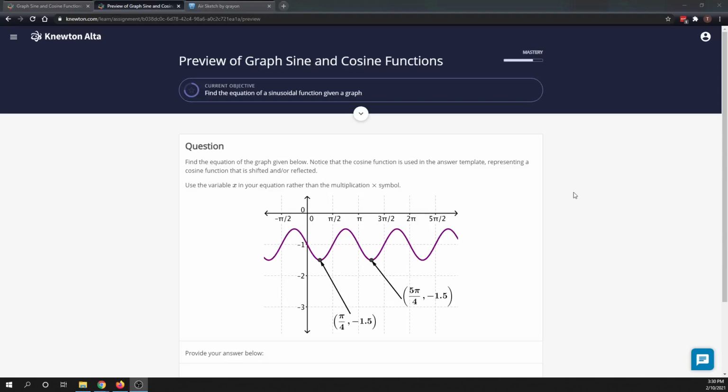All right, in this video, we are going to do another example from the graph sine and cosine functions Newton assignment. The problem is: find the equation of the graph given below. Notice that the cosine function is used in the answer template, representing a cosine function that is shifted and or reflected. Use the variable x in your equation rather than the multiplication times symbol, and provide your answer below.